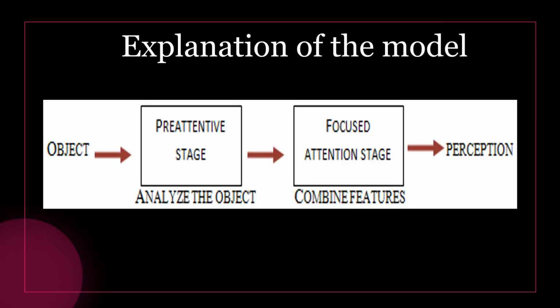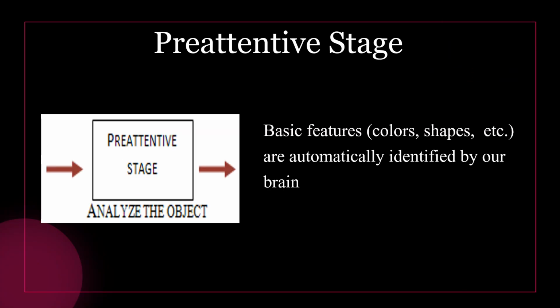Explanation of the model. The first stage is called the pre-attentive stage. During this stage, basic features like colors and shapes are automatically identified by the brain. Everything in the pre-attentive stage occurs when we are not aware of the objects in our visual field, because it is too early in the perceptual processing. This stage does not need attention.